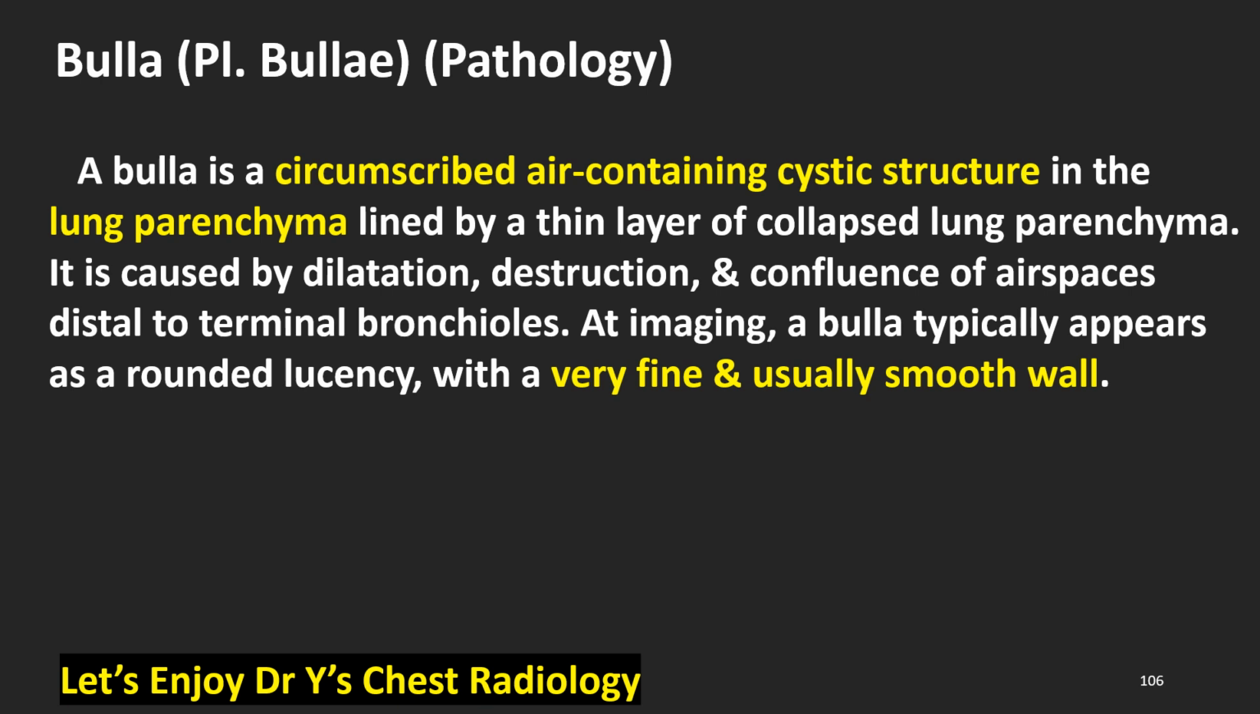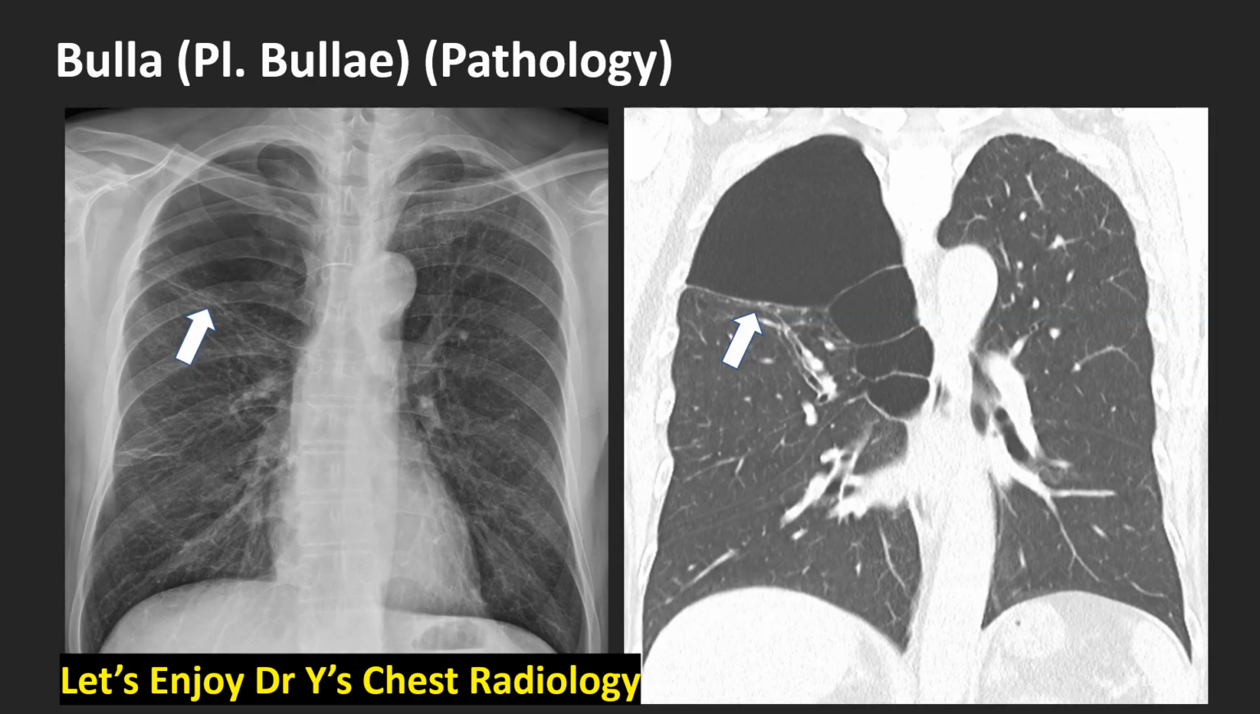Bulla, plural bullae, pathology. A bulla is a circumscribed air-containing cystic structure in the lung parenchyma, lined by a thin layer of collapsed lung parenchyma. It is caused by dilatation, destruction, and confluence of air spaces distal to terminal bronchioles. At imaging, a bulla typically appears as a rounded lucency with a very fine and usually smooth wall. Bulla, plural bullae, pathology. Arrows indicate the bullae of right upper lobe.